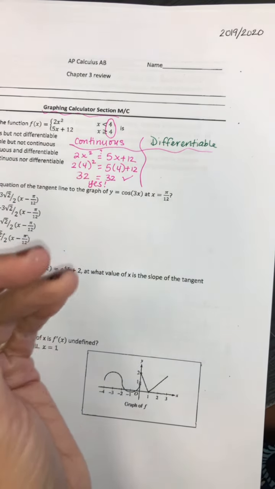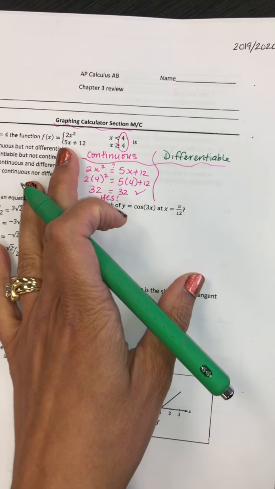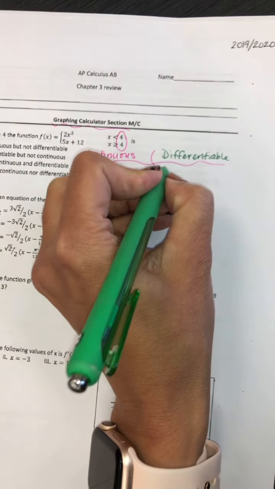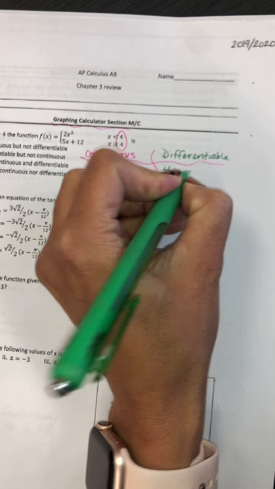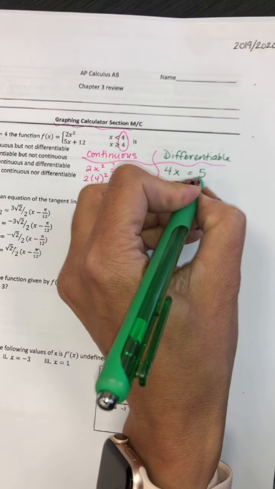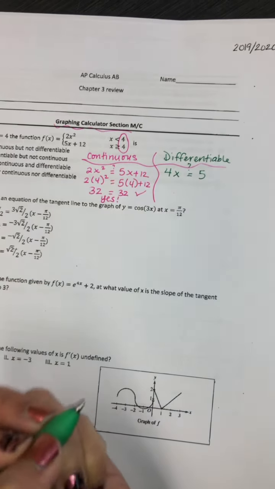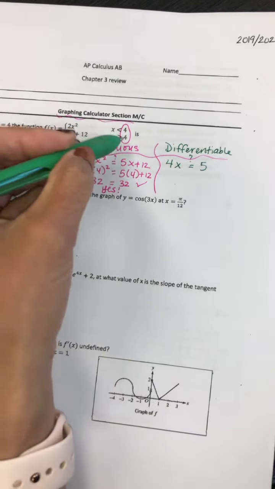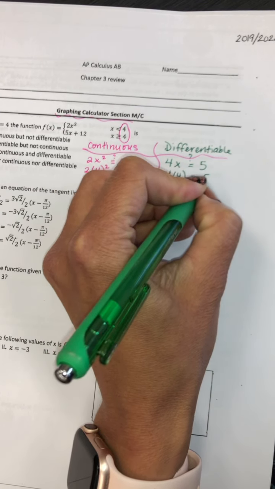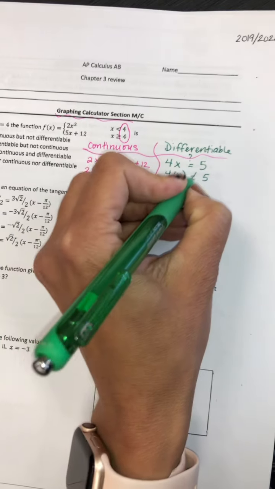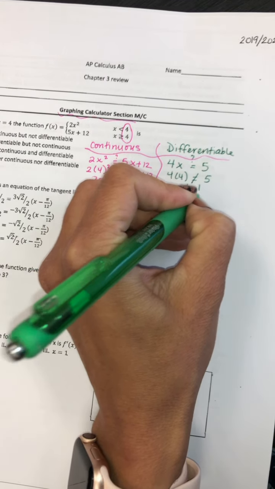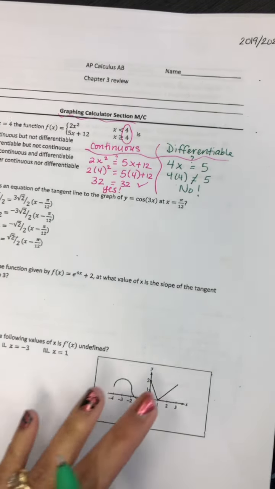Okay, so if it's differentiable, this is where we take the derivative of each piece and set them equal to each other. So the derivative of 2x squared using power rule would be 4x. And the derivative of 5x plus 12 would just be 5. And the point in common is x value of 4, so plug in a 4 for x. But we can see right away that 4 times 4 does not equal 5. So it is not differentiable, but it is continuous.